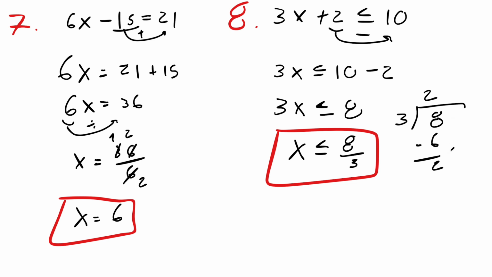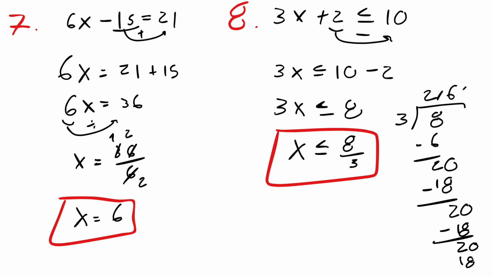8 minus 6 is actually 2, right? Since 3 doesn't fit in 2, you put a comma and add a 0 at the end of the number. So it's gonna be 20. What is the lower number closest to 20 that is a multiple of 3? Gonna be 18. And if 3 times 6 equals 18, then the 6 goes up. The difference is gonna give us 2 again. And so it's gonna be 20 minus 18, and so on.